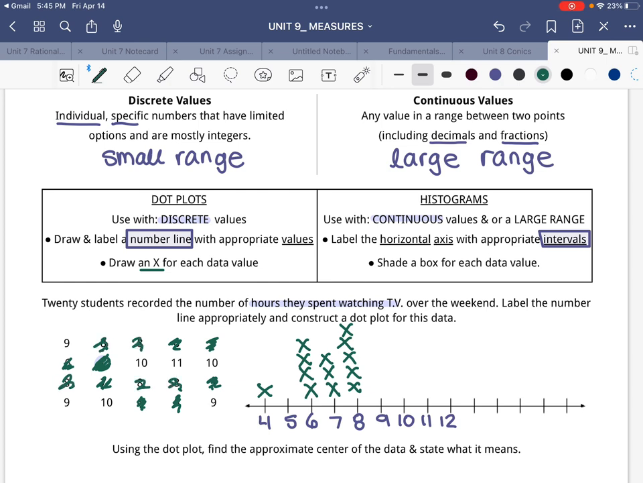Cross them all out. Then we get to the 9s and we have 1, 2, 3. Go ahead and cross those out. We get to 10s, 1, 2, 3. And we just have 1 11 left. And there is our dot plot. Now, I know they're called dot plots, but we used X's. You can use dots instead if you want. I just think it's easier to space them correctly if you have X's instead.